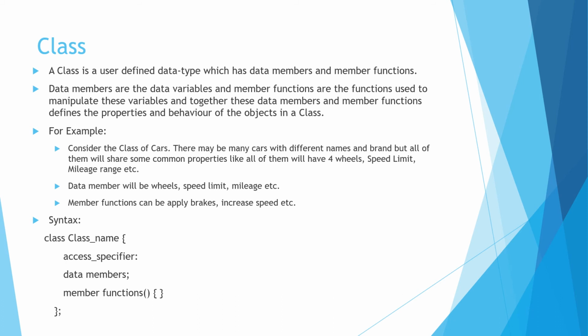And if we consider certain member functions of the class car, then we can have apply brake, increase speed, etc. So let's see the syntax of a class. We'll use the keyword class, then the class name, and within the curly braces we will have the access specifier. It can be either public or private. Access specifiers we'll see in detail in our upcoming sessions, but for now remember that it can be public or private. Then we have data members and member functions, and you can write the definition of the member functions within the class or outside the class also, it is permissible.